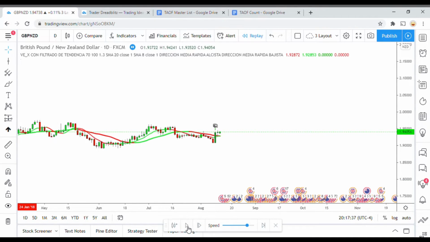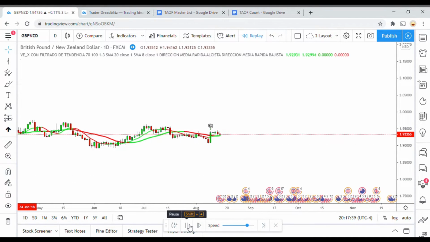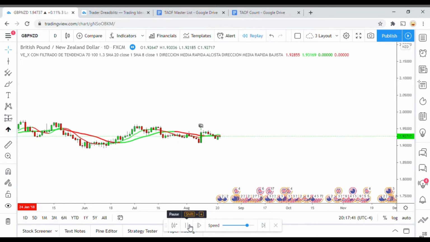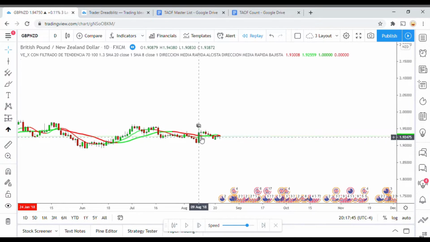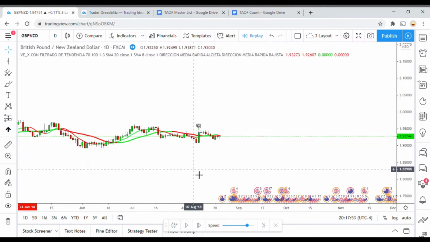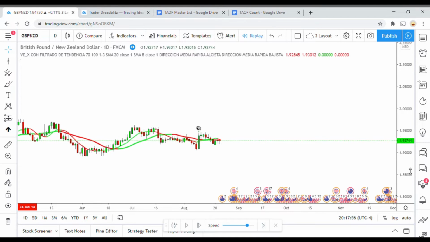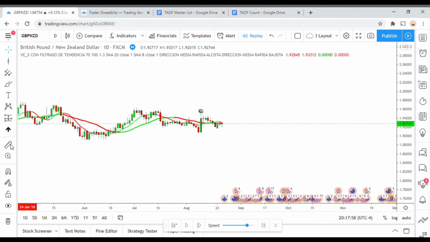Okay, we have an elephant bar here. It's giving us a long signal. Let's see what it does. And it immediately reverses. You see what I mean? You see why that's so scary? I mean, you get these massive elephant bar candles like this, and often they are followed by a reversal in price action. And so that is just a scary strategy.